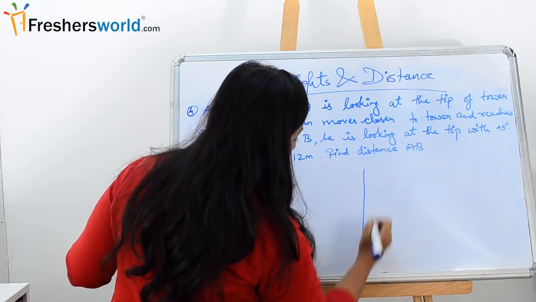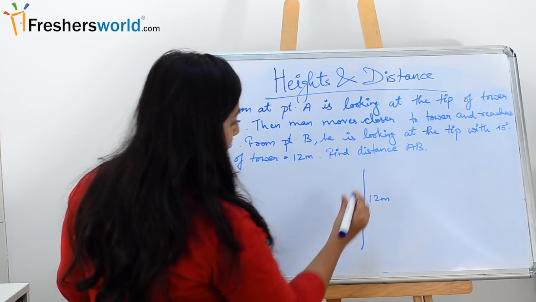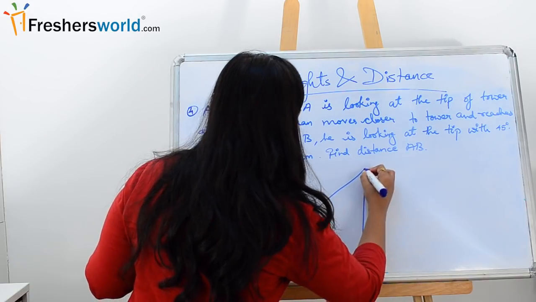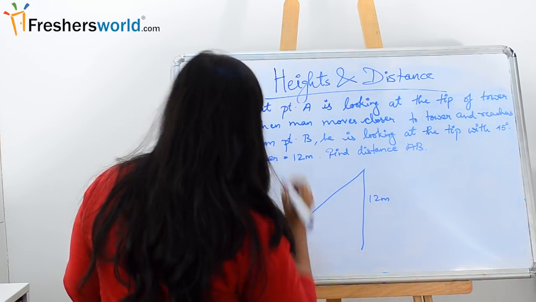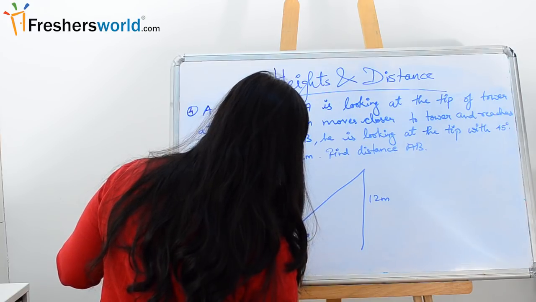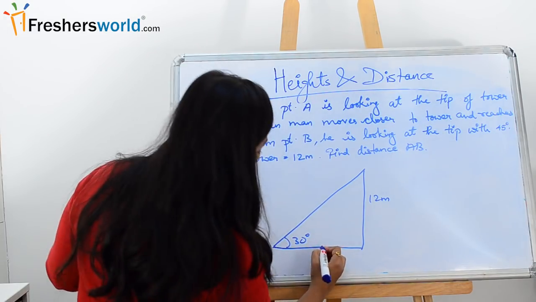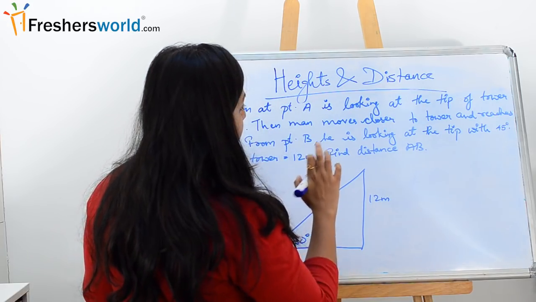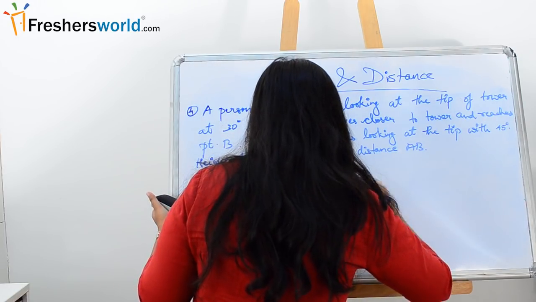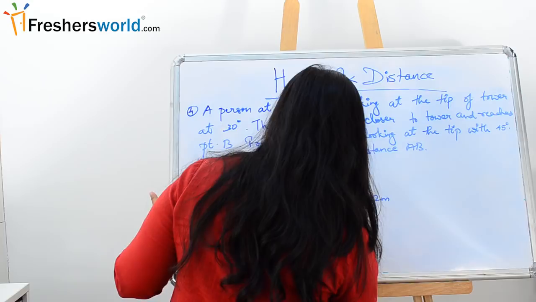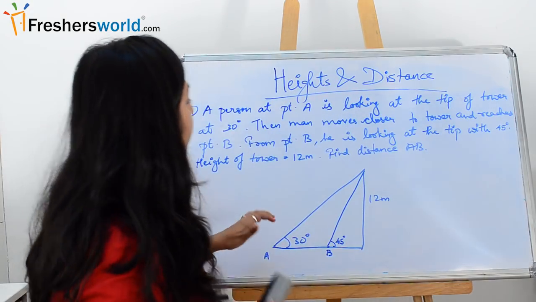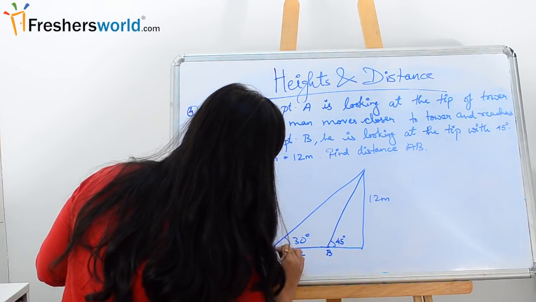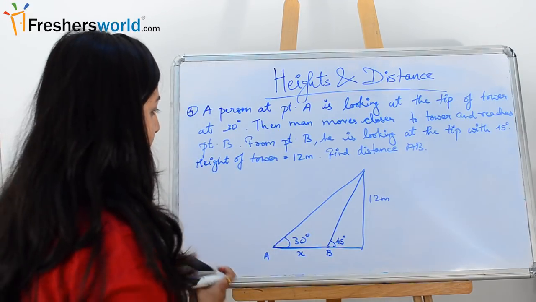The tower is 12 meter. Then a person standing at point A is looking at the tip of the tower with angle of 30 degree. Then he moves a little closer to the tower and reaches point B, and he looks at the tip with an angle of 45 degree. And we need to find this distance A and B. This is what the question is.